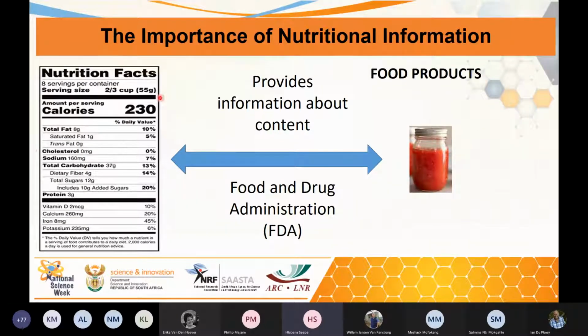In fact, if I have to use this as an example, if you find that there's a certain amount of, let's say, fat content in this product, when we analyze it, we must be able to find it. The nutritional information sheet is compulsory. In other words, it is regulated. So whatever is on the product must show on this sheet and vice versa.